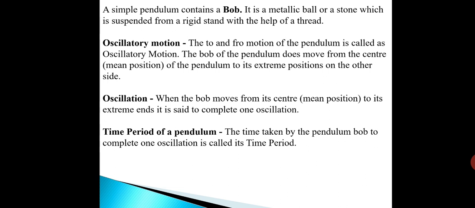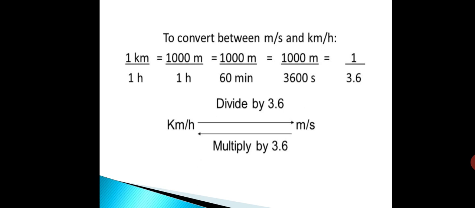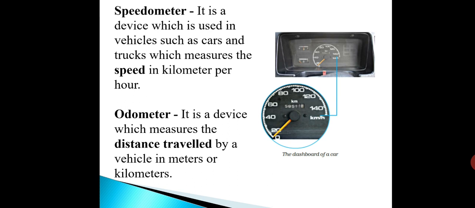Then we did all this. Then the units. Time is measured in seconds, minutes, hours. Distance is in meters and kilometers. Suppose you have to find speed. If you forget, just divide these things. If it is meter and second, it is meter per second. If it is meter and minute, it is meters per minute. If it is kilometers and hours, then it is kilometers per hour. Now you can convert kilometer per hour into meter per second by dividing by 3.6, and meter per second into kilometer per hour by multiplying by 3.6. The speedometer measures the speed, and the odometer measures the distance traveled.